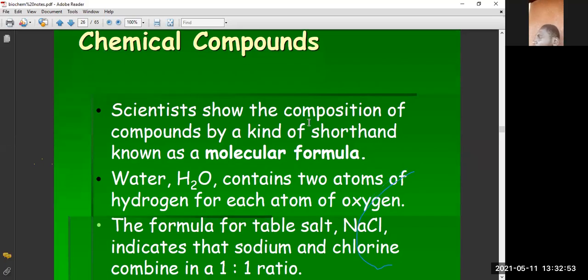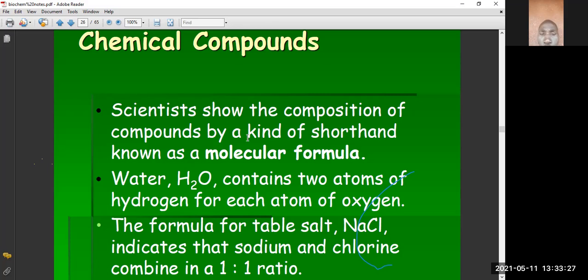Scientists show the composition of compounds by a kind of shorthand known as molecular formula. We all understand what the molecular formula is, isn't it? This is a formula that is given to a compound, showing briefly the combination of the elements or substances that are involved in that chemical compound.